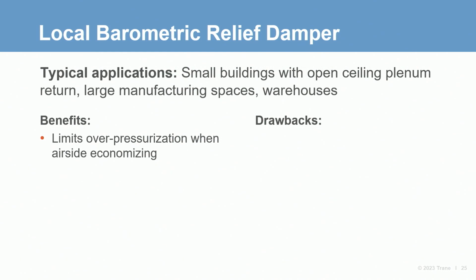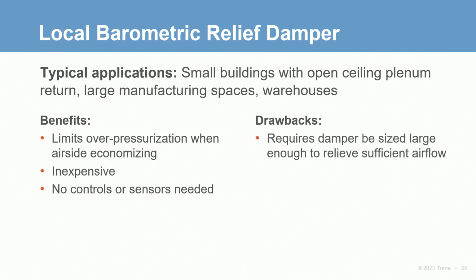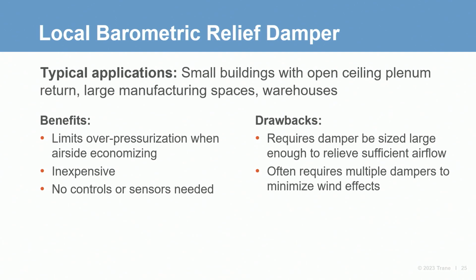Local barometric relief may be suitable for preventing overly positive pressure in small buildings, especially if they're used with an open ceiling plenum for return air. They're often well suited for large manufacturing and warehouse buildings that have a lot of usable wall area. They're relatively inexpensive and require no additional controls or pressure sensors. However, it's important this damper be properly sized, large enough to relieve sufficient airflow to prevent overly positive building pressure. And dampers may be needed on multiple faces of the building to minimize the effects of wind.